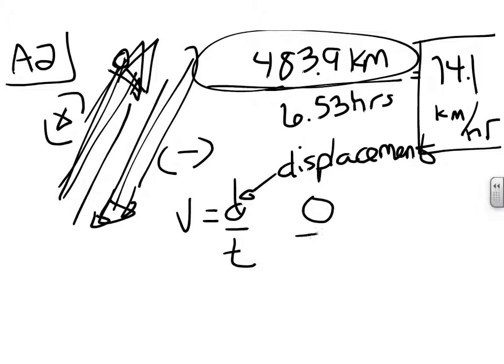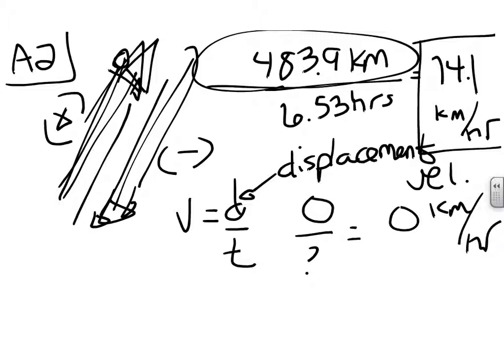So we had no displacement over who cares how much time. That's still going to give me 0 kilometers per hour for the velocity. So that's how we do A2.